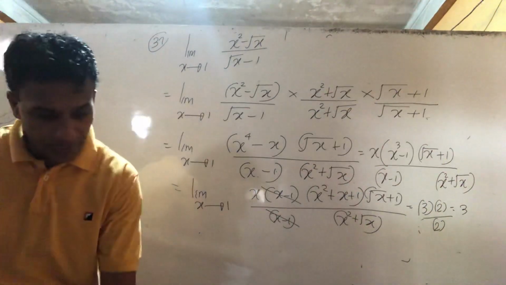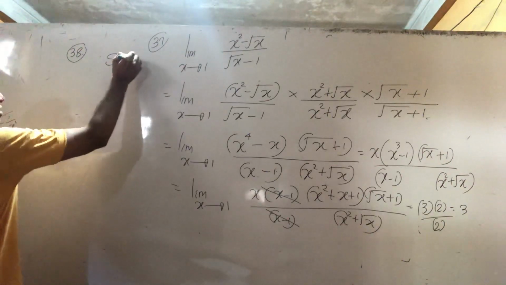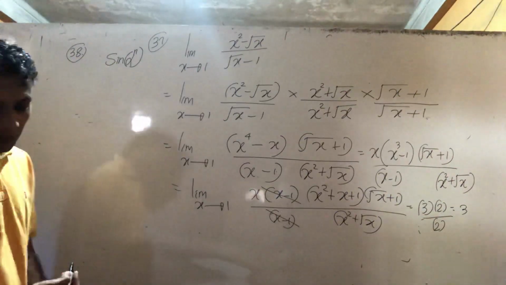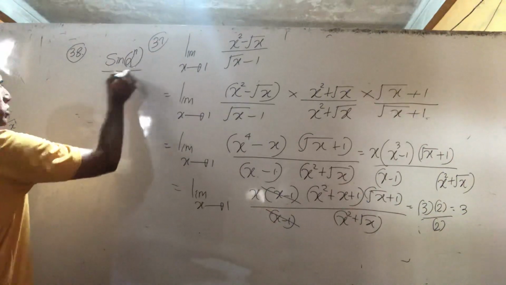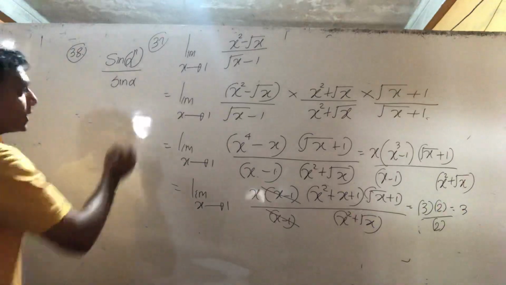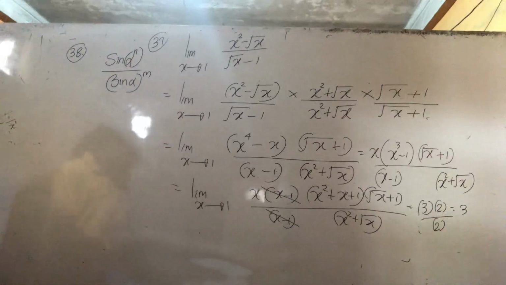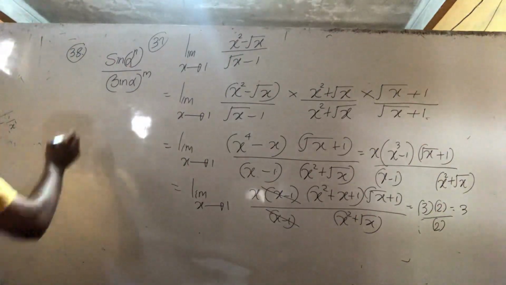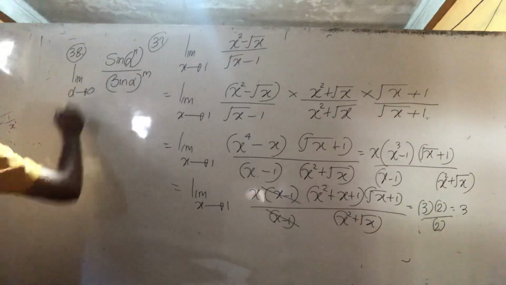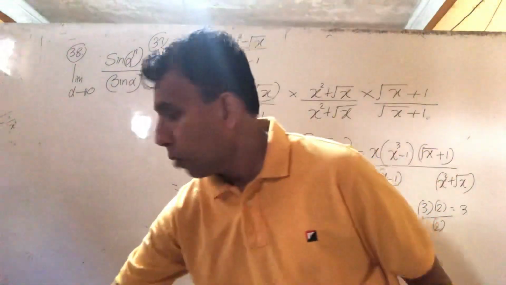Question number 38 is the limit as alpha tends to 0 of sine alpha to the power n over sine alpha completely to the power m. Alpha approaches 0. Let's check how to do this question. It's a trigonometric limit.